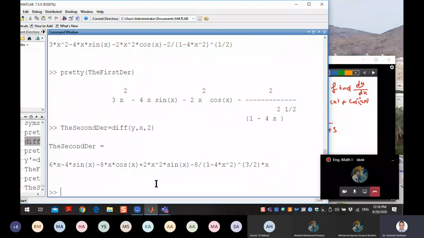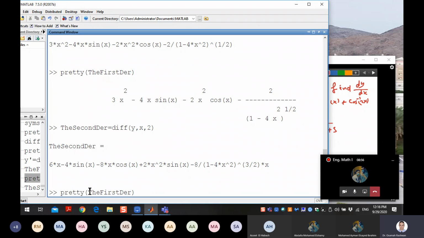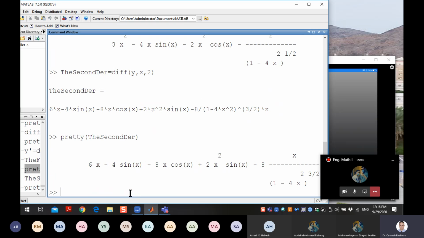Second derivative. Yes, this is the second derivative. So he differentiates the first one, right? The first derivative, I mean. I would like to make pretty, not for the first, for this one. So I copy the name here and make it pretty, to change from the language of Matlab into the language of mathematics.